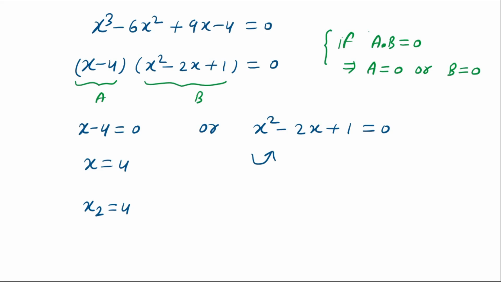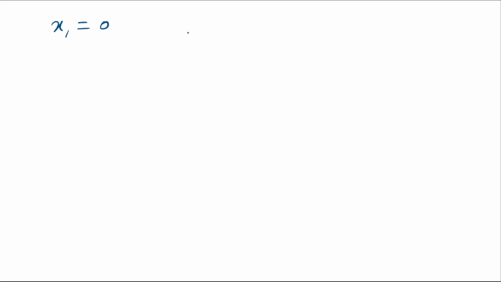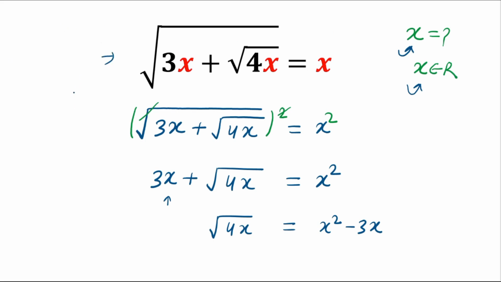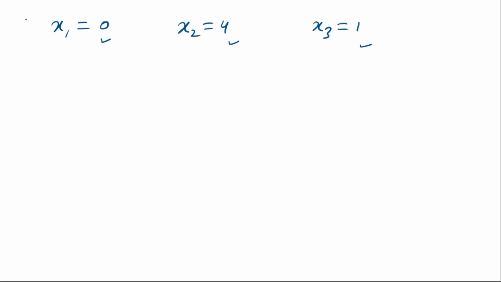Here we have three solutions. x1, the first solution, equals 0, the second solution x2 equals 4, and the third solution x3 equals 1. Now check all the solutions in the given question. The given equation is square root of 3x plus square root of 4x equals x.